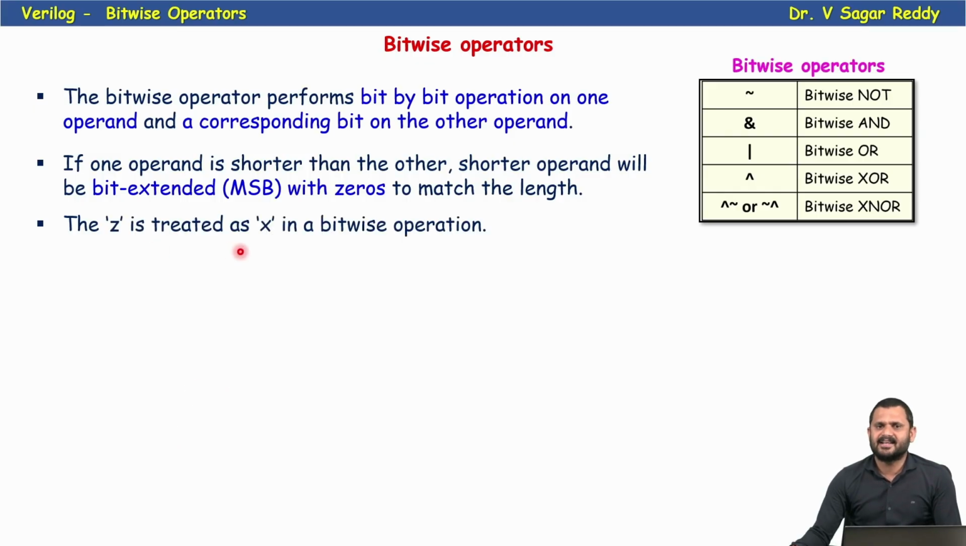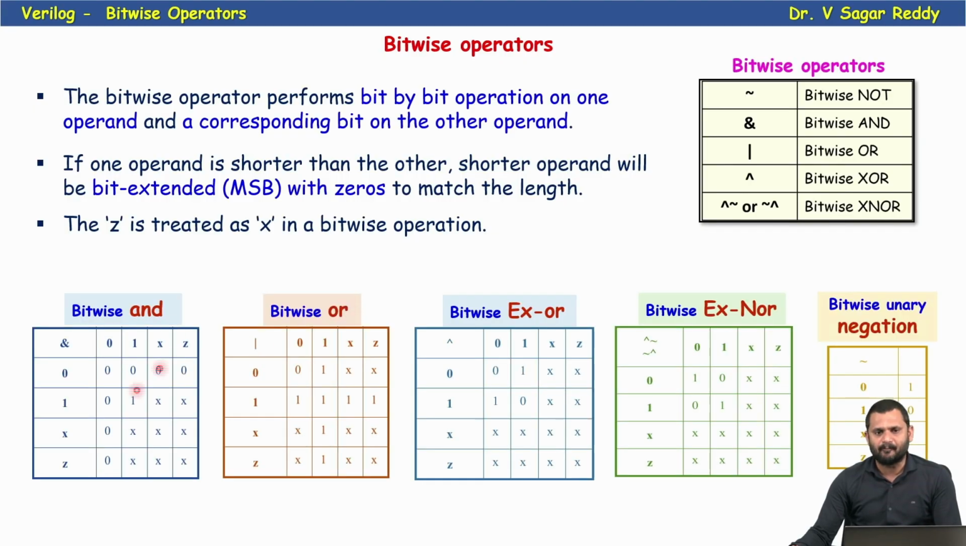Now, Z is treated as X in the bitwise operators. So these are the various bitwise operators. Please pause the video and try to find the result. For example, 0 and 0 is 0. If anything, right, AND with a 0 is 0 only. 0 and 0 is 0, 0 and 1 is 0, 0 and X is 0, 0 and Z, everything will be 0. If one operand is 0 in the AND operation, the output is 0.